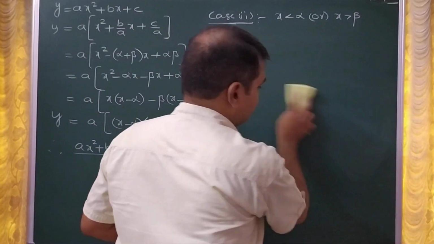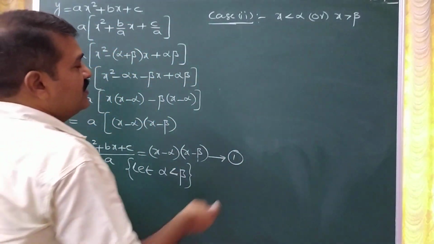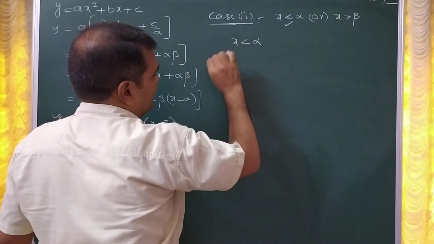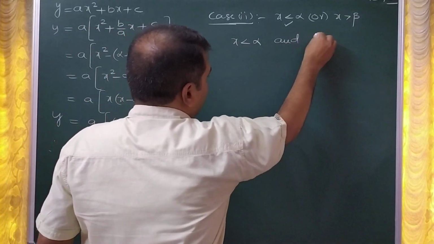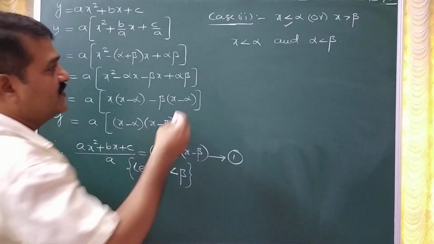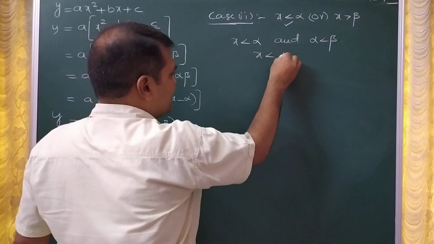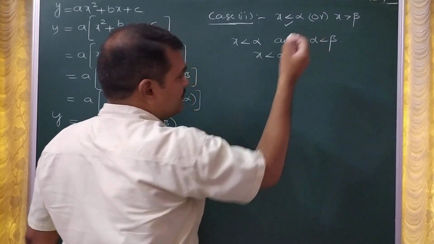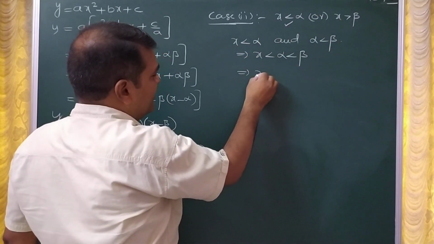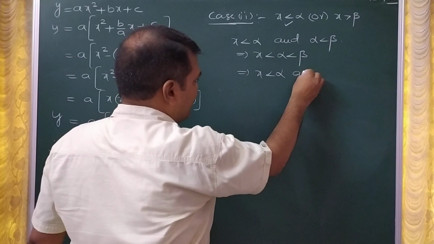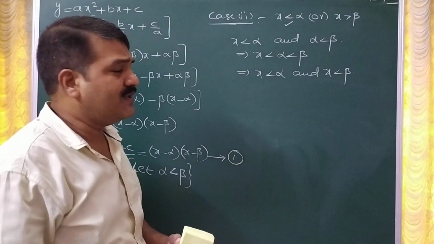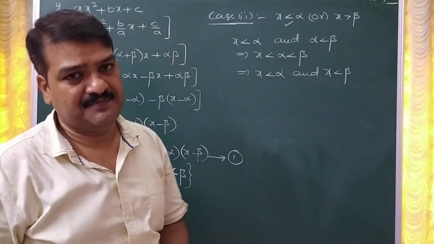Okay, then I will take first this case, x less than alpha, and already we have considered that alpha is less than beta. What is the meaning of this? x is less than alpha, which is less than beta. So I can write that x is less than alpha as well as x is less than beta. If I separate, x is less than both alpha and beta is the meaning of that.